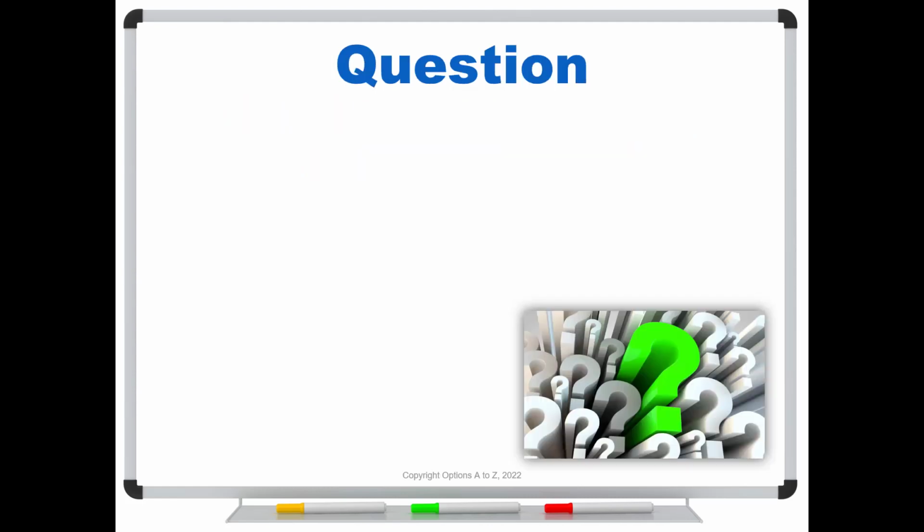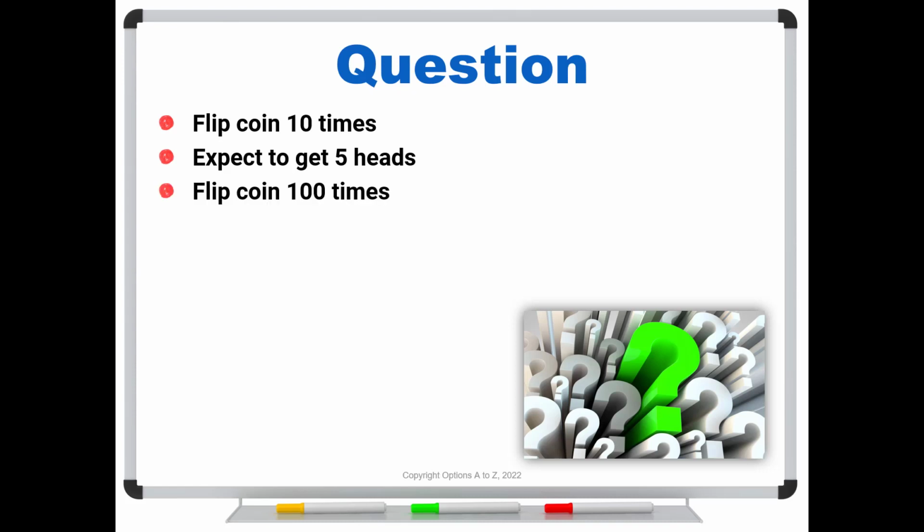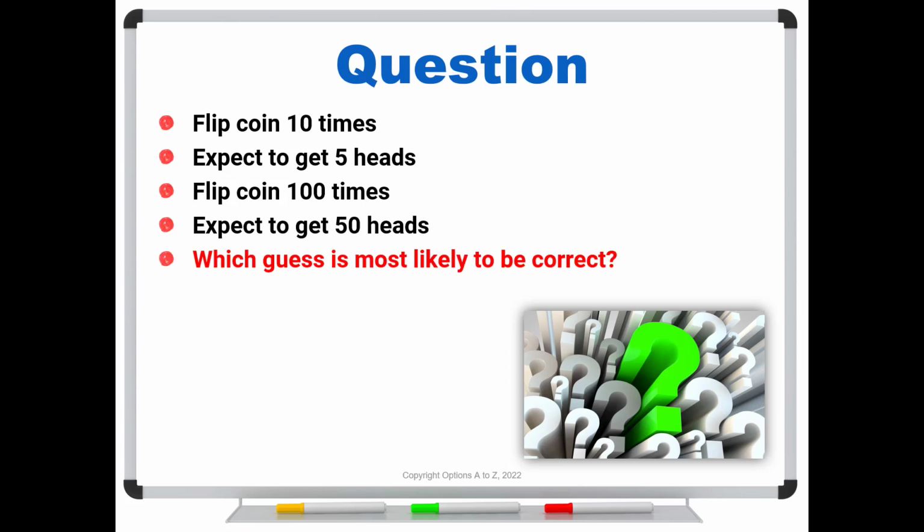To do that, we're going to start with a question. Let's say we flip a coin 10 times, and you would expect to get 5 heads. I think most of you know that there's a 50% chance of getting heads. So if we were to repeat this over and over, 5 would be your best guess. We could certainly deviate from that, but 5 is what we should expect. But now let's do it again, this time with 100 flips, and we should expect to get 50 heads by the same reasoning. So the question is, which guess is most likely to be correct?